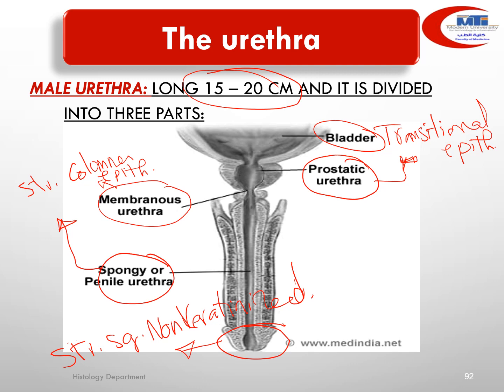Okay, the prostatic urethra is about 4 cm in length, and it is present inside the prostate. It has a V shape, whereas the membranous urethra is about 2 cm, and the penile urethra is about 12 cm in length.